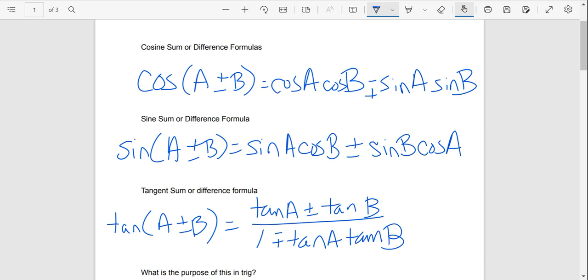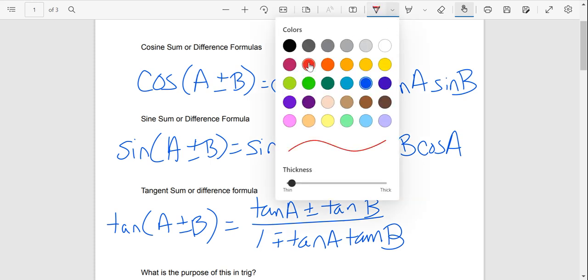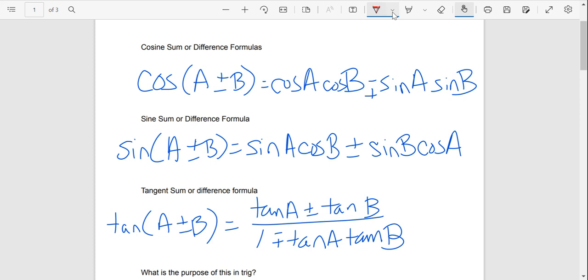Okay. Now, one thing to note, I would recommend pausing this right now before I mess with these a little bit. Pause it, write them down. I'm going to emphasize something. Look at what I did right here and right here. With sine, when you're adding, you'll be adding in the middle, and when you're subtracting, you'll be subtracting. Now over here, with cosine, when you're adding, you're going to be subtracting in the middle, and when you're subtracting, you'll be adding in the middle.